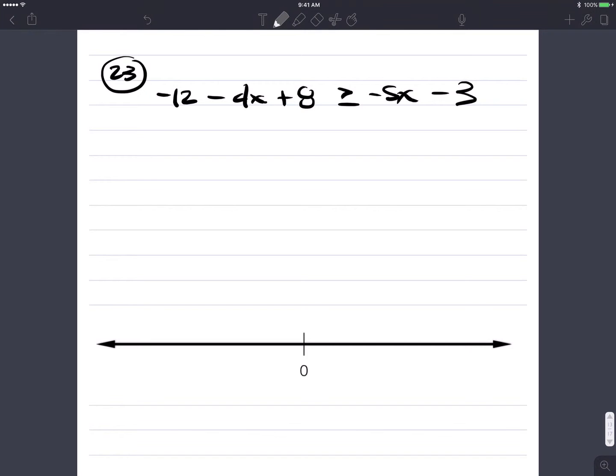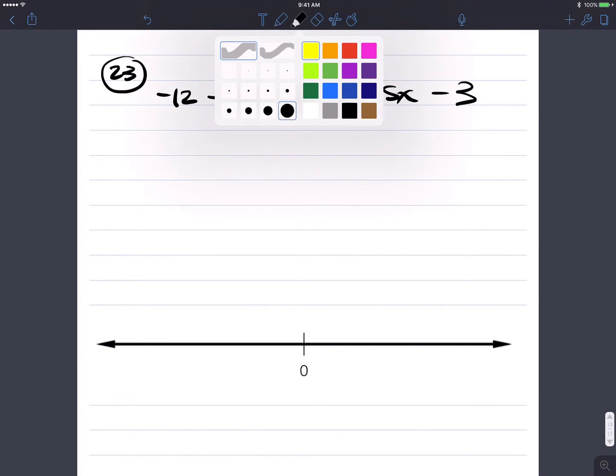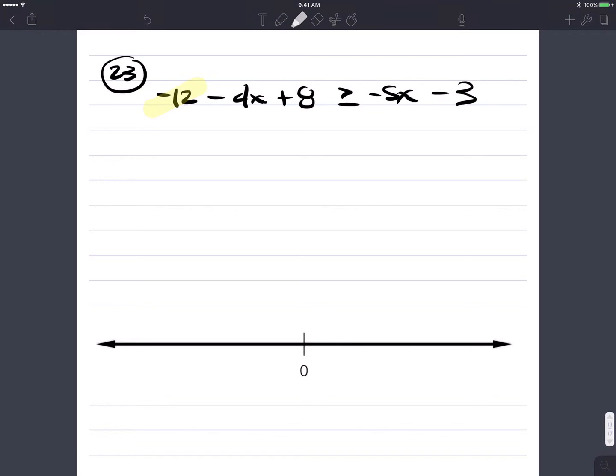Number 23. We're going to solve this linear inequality for x. On the left side, you notice that we can simplify. There's a constant negative 12 and a positive 8. These terms are like, we can combine them. Negative 12 plus 8 is negative 4. Negative 4 minus 5x is greater than or equal to negative 5x minus 3.